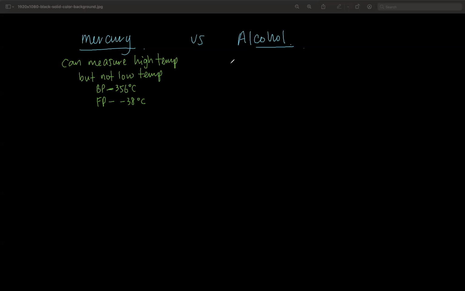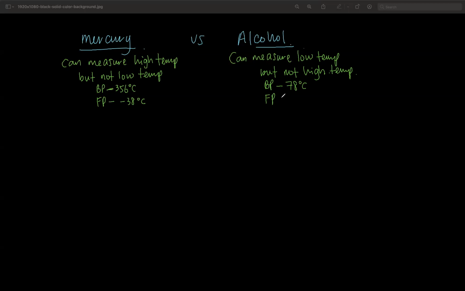Now alcohol, on the other hand, it is the opposite. It can measure low temperature, but not high temperature. The boiling point of alcohol is very low, 78 degrees Celsius. So until 78, already boiled into gas already. You cannot measure. Okay. But the freezing point is very, very low.